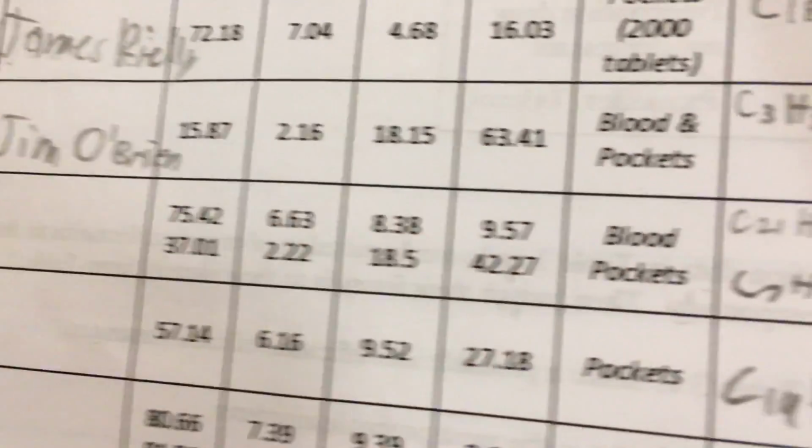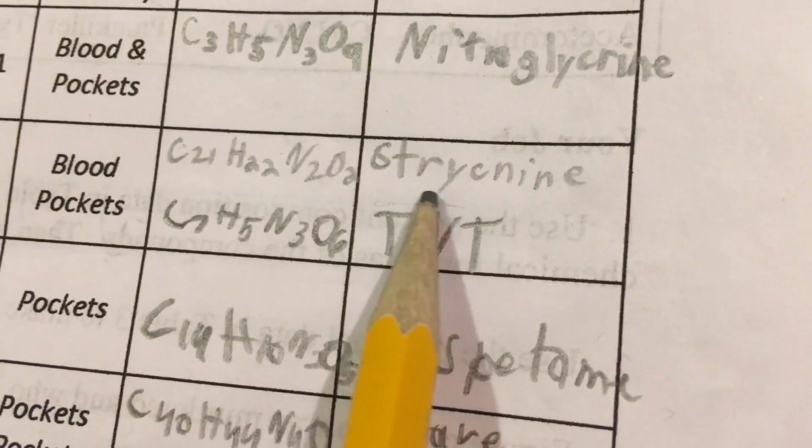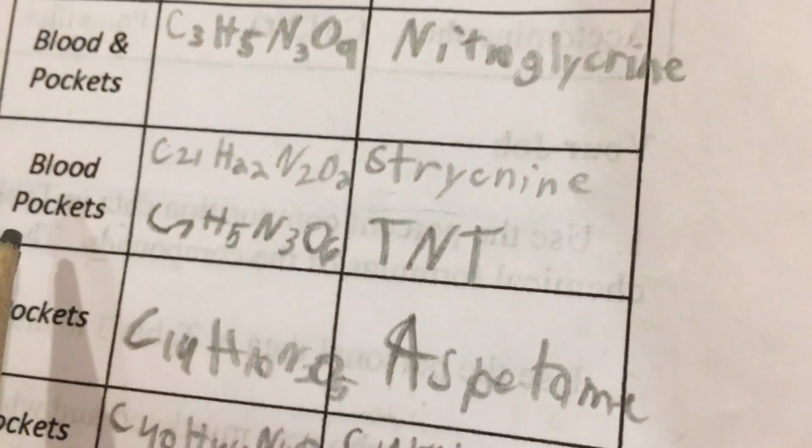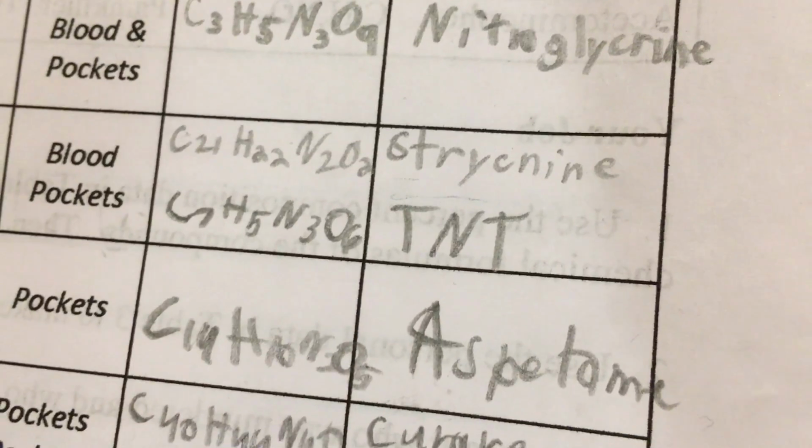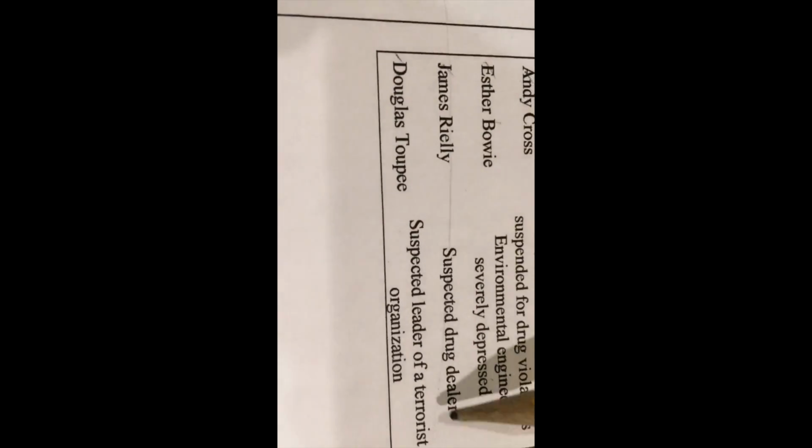Passenger 5 in the blood was strychnine, and in the pockets was TNT. Because he had TNT in his pocket, I think it might be the terrorist, Douglas Tupy. Also, because he had rat poison in his blood, he was probably murdered before the plane crashed.